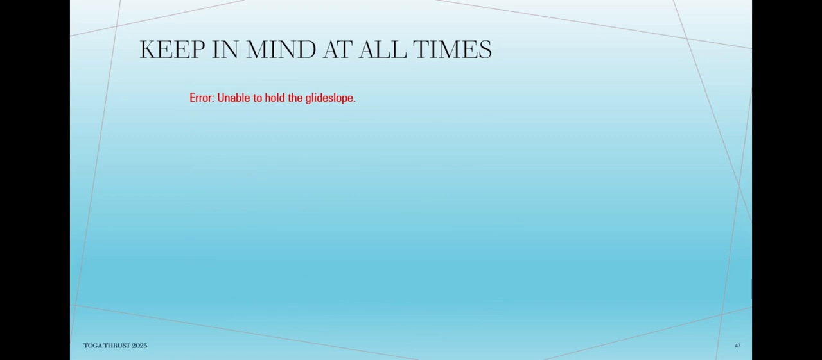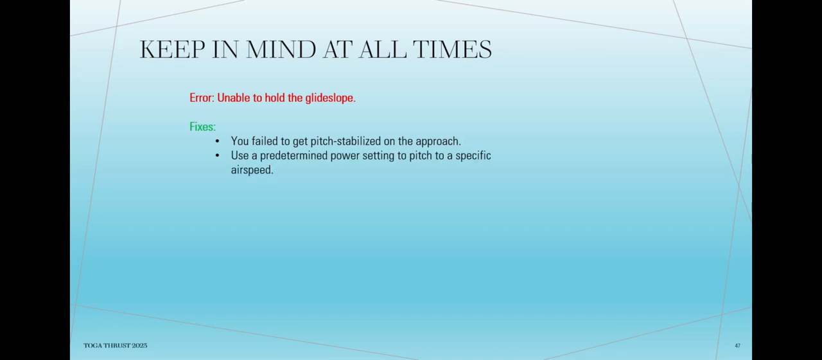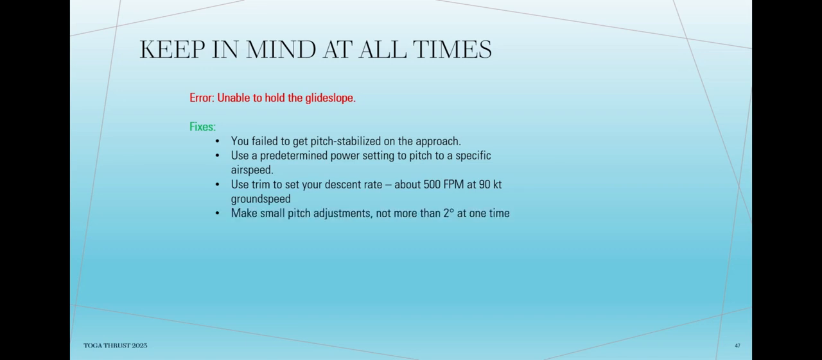Error, unable to hold the glide slope. Fixes. You failed to get pitch stabilized on the approach. Use a predetermined power setting to pitch to a specific airspeed. Use trim to set your descent rate, about 500 feet per minute at 90 knots ground speed. Make small pitch adjustments, not more than 2 degrees at one time. Give time to the needle to react. React to needle tendencies, not movements.